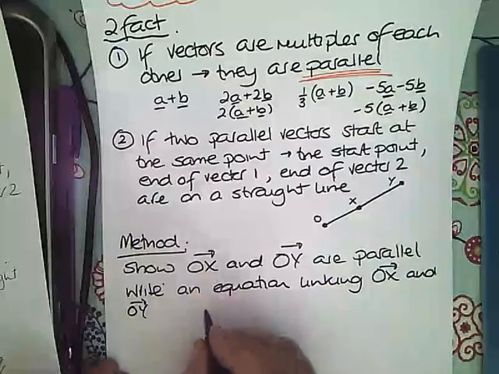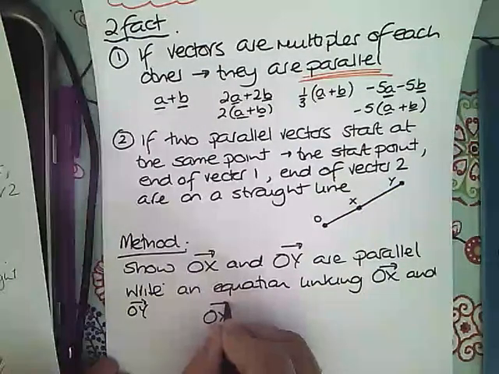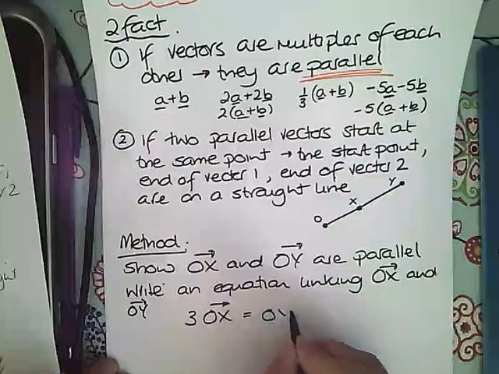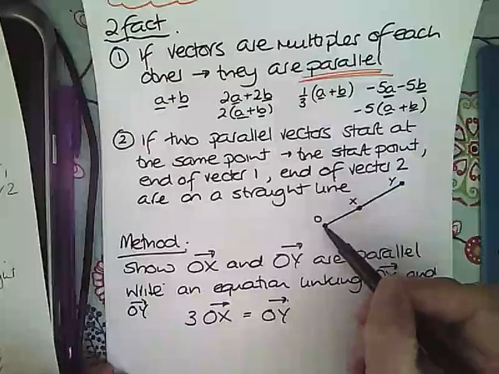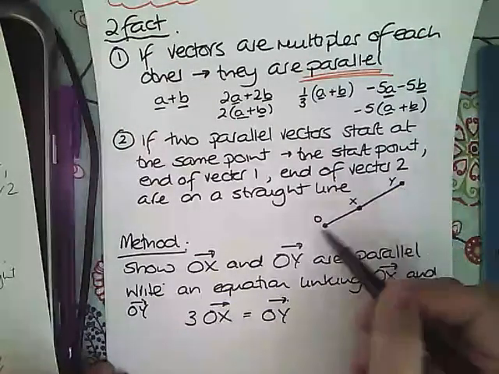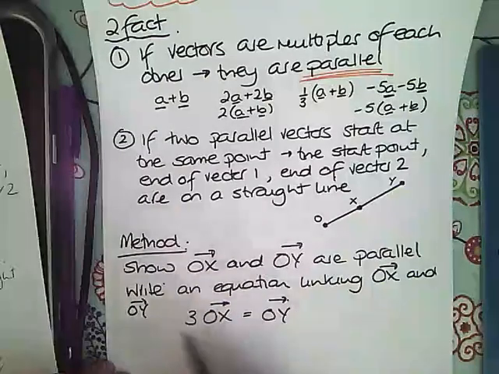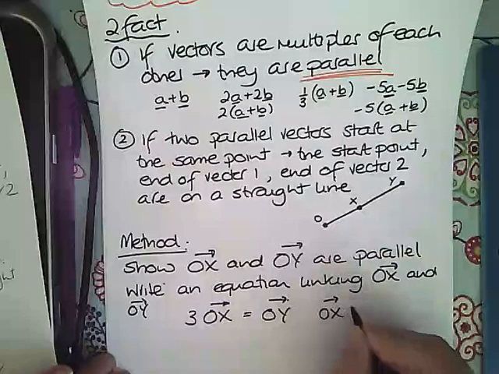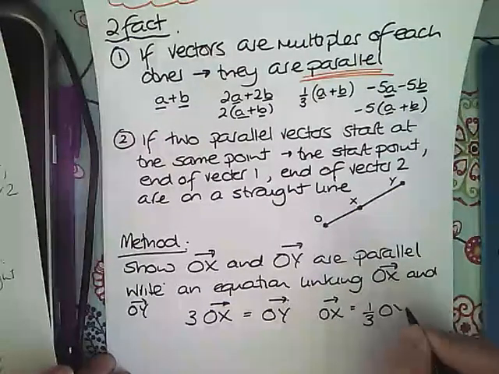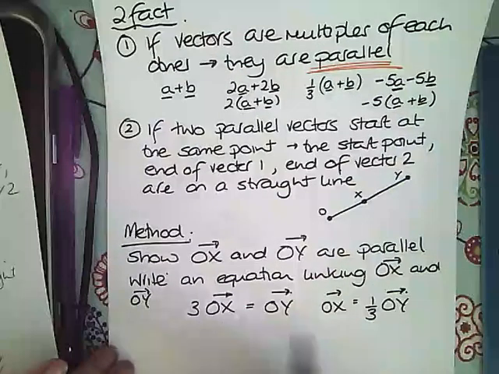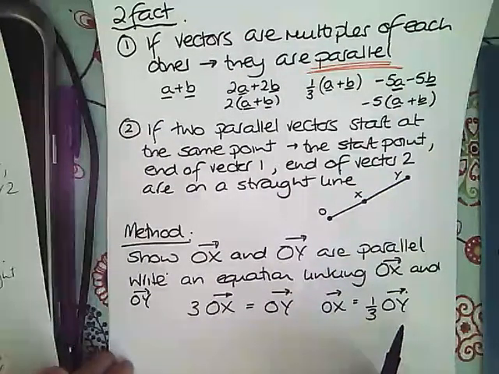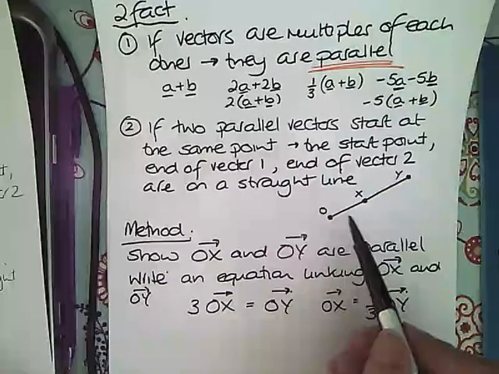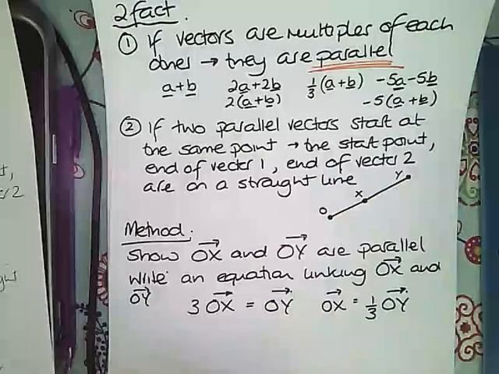So for example, 3OX is equal to OY. So OY is 3 times as long as OX. You could write this exact same thing as OX is equal to 1/3 of OY. It doesn't matter which way round you write it. You've got these being multiples of each other, so they are parallel. And then because they are anchored at the same point, because they start at the same point, it means that they are on a straight line.